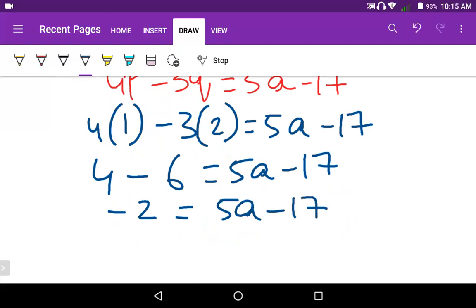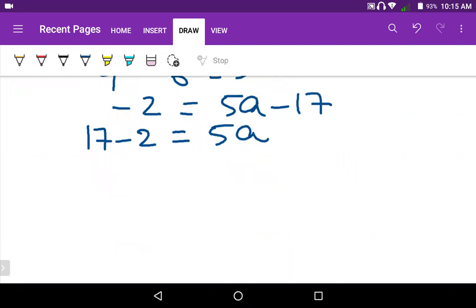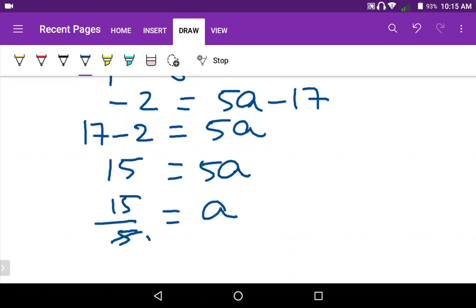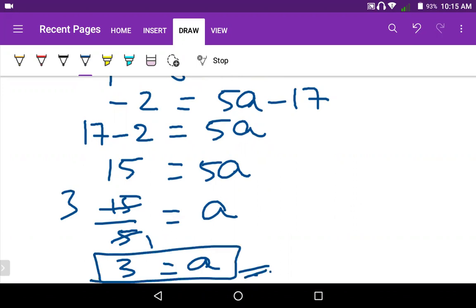So let us get 17 to the other side. So 17 minus 2 is equal to 5A. So 17 minus 2 is how much? 15. Correct? 15 is equal to 5A. 15 by 5 is equal to A. 5 threes are 15, so 3 is equal to A. Understood? Everybody got the answer, right?